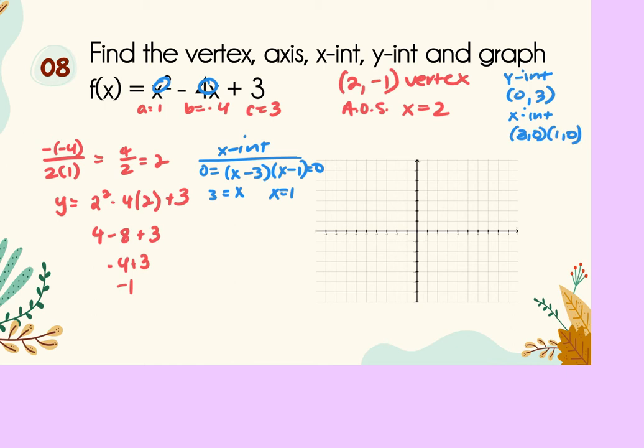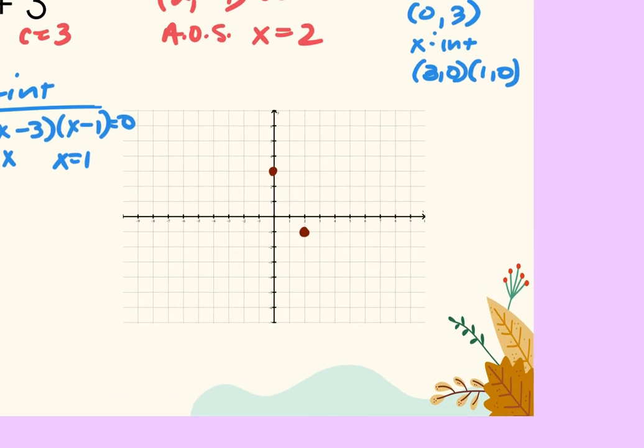And then we graph. So I go 2, negative 1, and plot my vertex. My y-intercept is 0, 3. If for some reason I didn't have x-intercepts, then I could just reflect that over to get the third point, and that would be enough. The x-intercepts this time are 1 and 3.